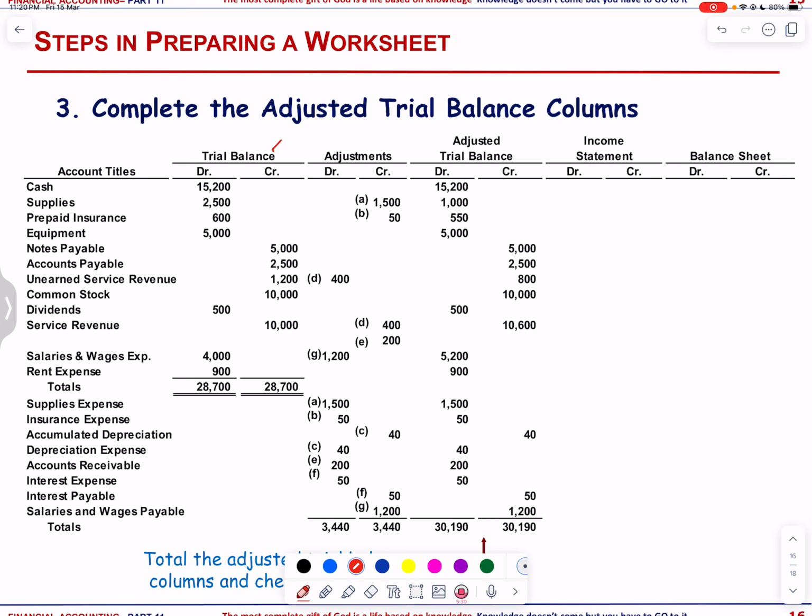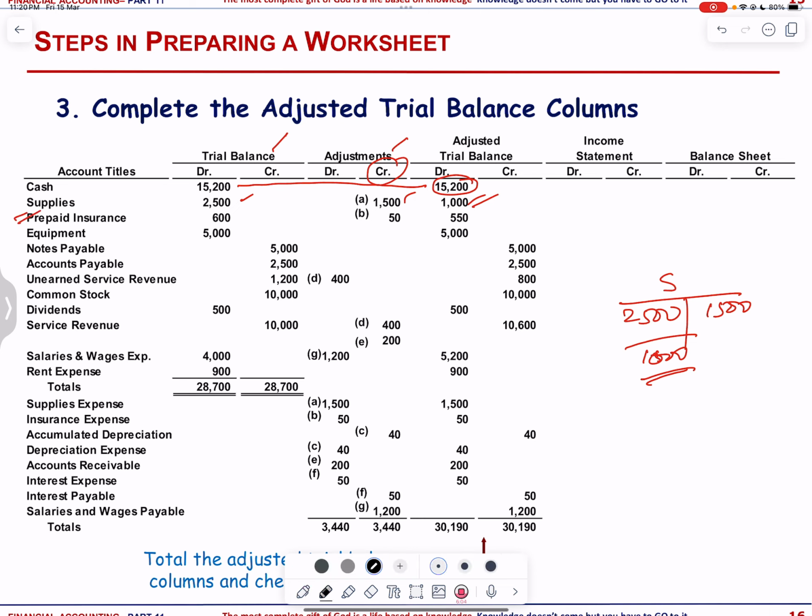we have done the trial balance, we have done the adjustments, and now let us see. You can see that cash has only a debit balance, so the amount goes in the debit column. If we make the T account for the supplies, obviously 1200 is in the debit and 1500 is in the credit, so the balance is in the debit for 1000, and that is how we record it over here. Now look at the prepaid insurance. Prepaid insurance is debit by 600 and credit by 50, so the balance is 550. That is what we have over here.